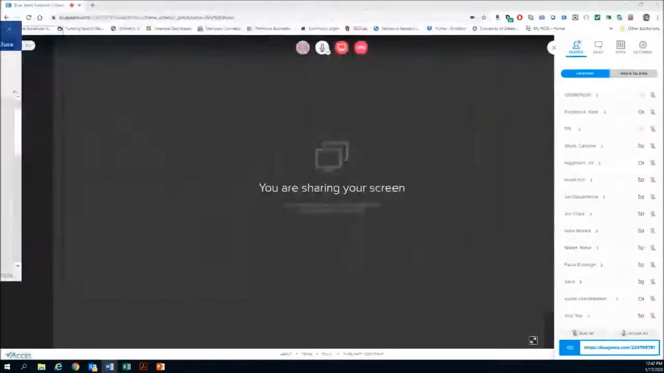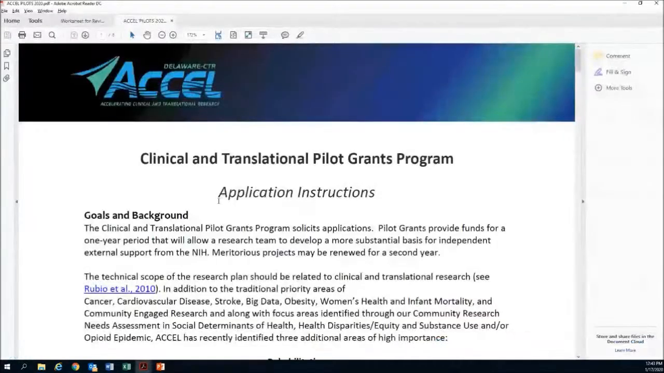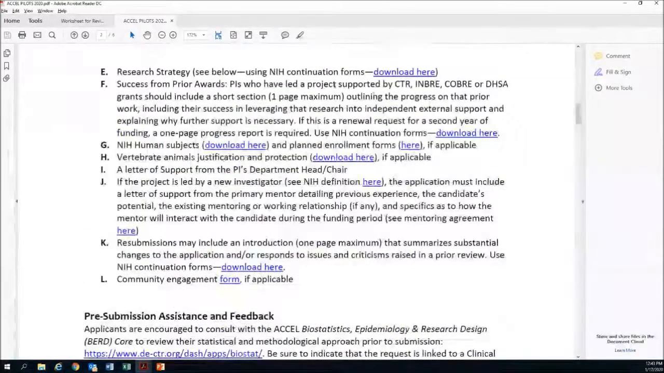Other questions? Yeah, I had one question on the page about prior grants. Is that only for the CTR or ACCEL grants, or if you've had a different grant, like I have a grant from the DoD, you don't include that? That's only for CTR ACCEL grants? No, well, it's for IDEA grants. Right, so you're talking about this, I think you can still see my screen. Yeah, the success from prior awards part. Yeah, that part.